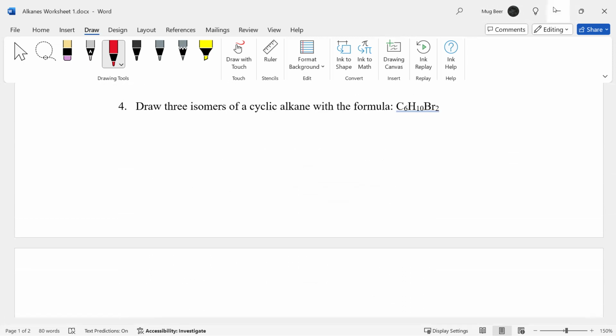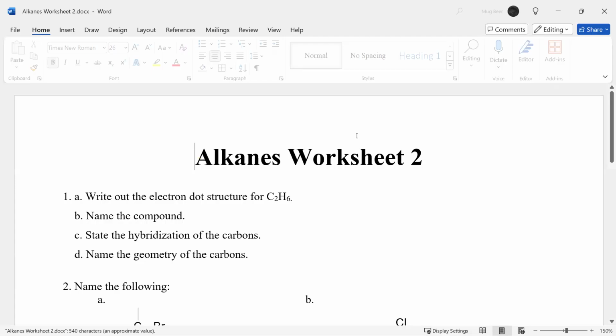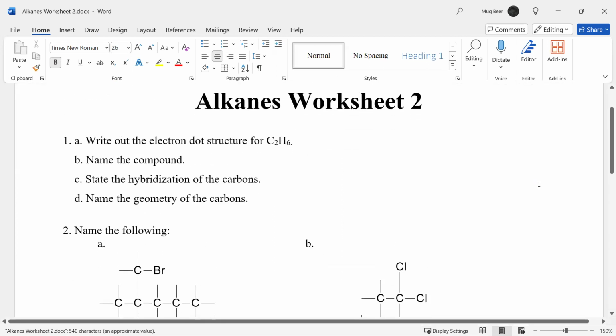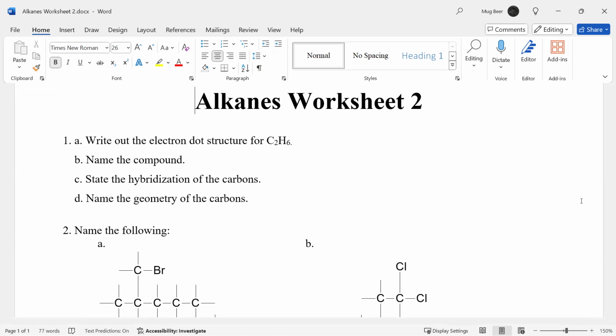Oh, that one wasn't going to be a naming. Did I give you quaternary carbon? Yeah, we haven't talked about that yet. Did I give you this one? Yeah. Okay. 1 and 2.